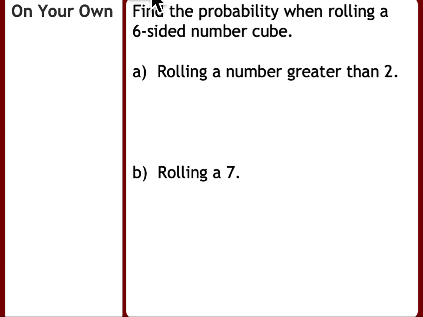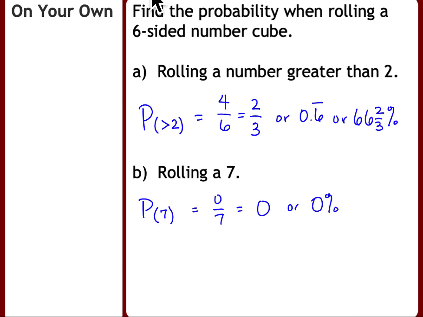Okay, so here's a couple for you to try. So for a number greater than 2, notice the abbreviation. I wrote the greater than symbol and a 2. Well, we'd have 4 possible out of 6, which is 2/3, or 0.6 repeating, or 66 and 2/3%. And of course, rolling a 7, well, that's 0 out of 6, 0 or 0%.